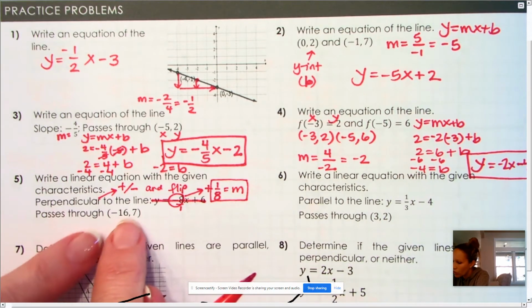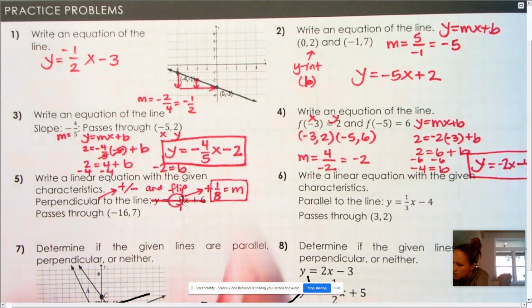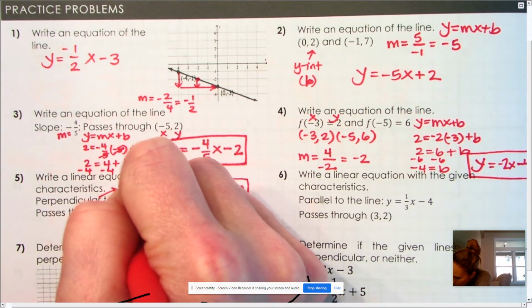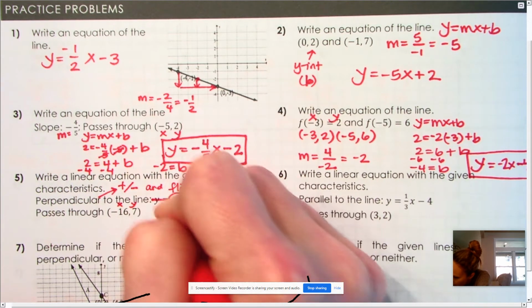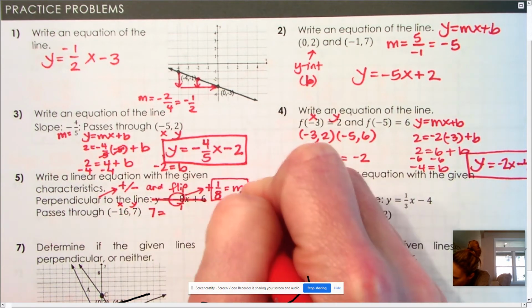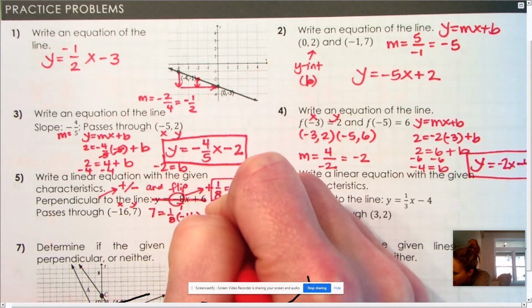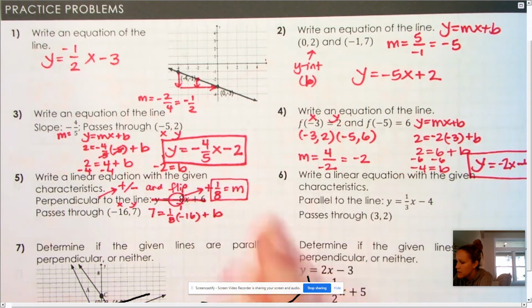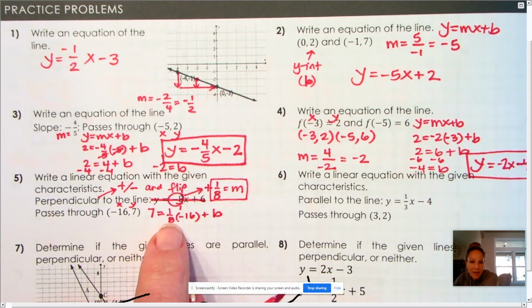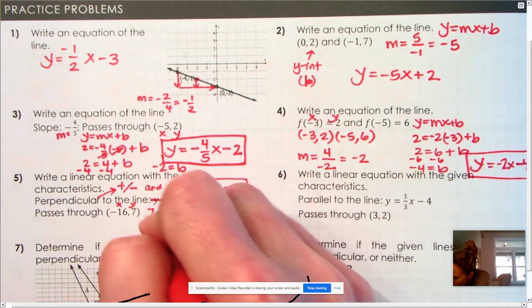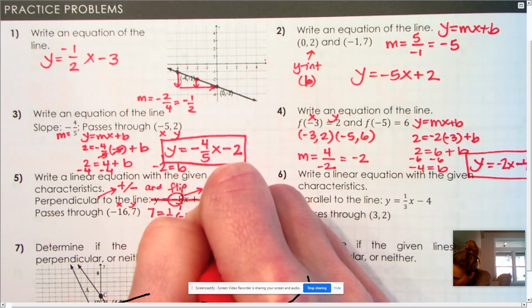Okay, well then I need to go through this point. So I'm going to plug it into y equals mx plus b. Remember, this is x, this is y. So 7 equals 1/8 times negative 16, and then plus b. So 16 divided by 8 would be 2. And then because this is a negative times a positive, it's going to be negative. So 7 equals negative 2 plus b.